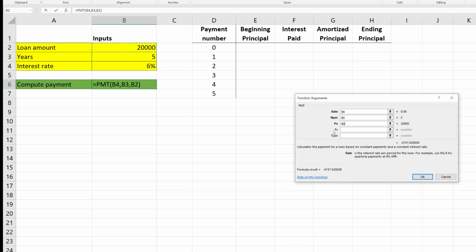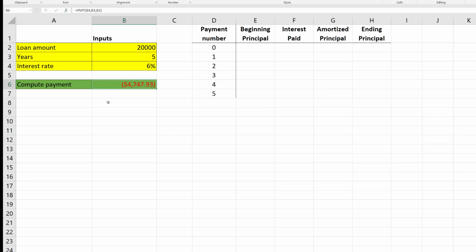Now note that both the fourth and fifth arguments, the descriptors are not in bold type. What that means is these are optional arguments, and they are by default set to 0 if they're omitted. That's good, because in our loan here, those arguments should be omitted. They actually are 0. So I can click OK, and there I have my payment amount, $4747.93.